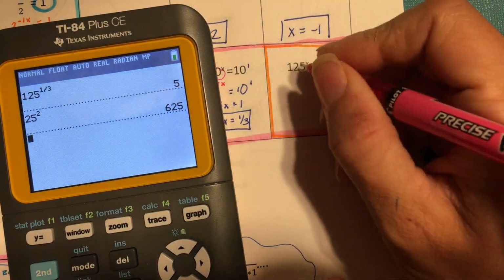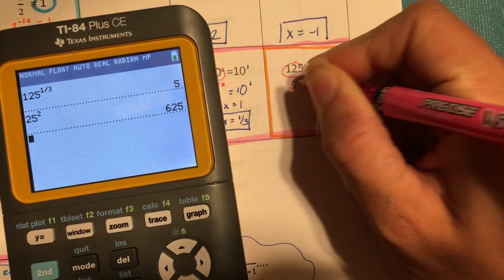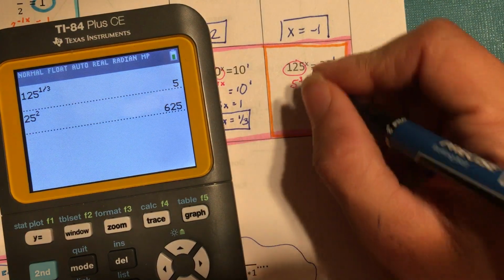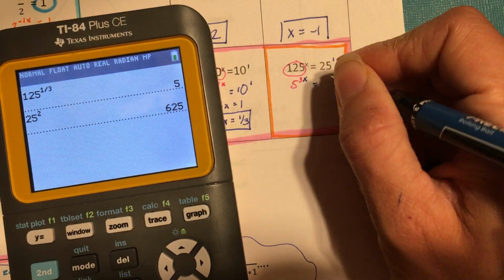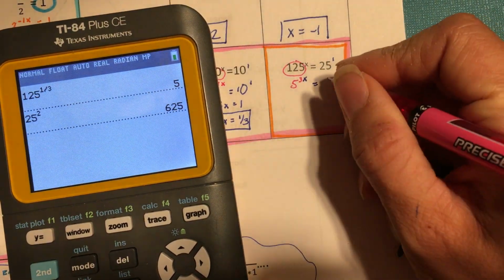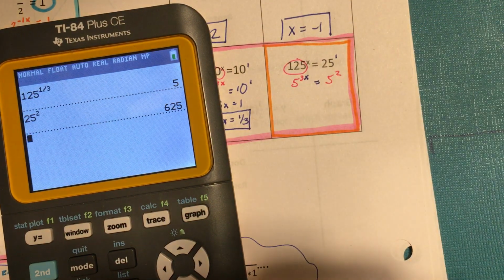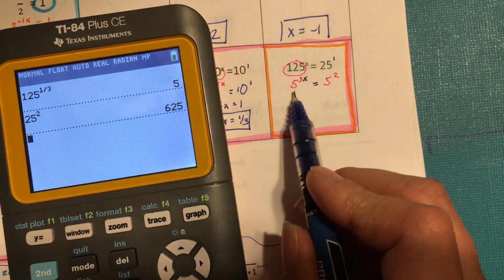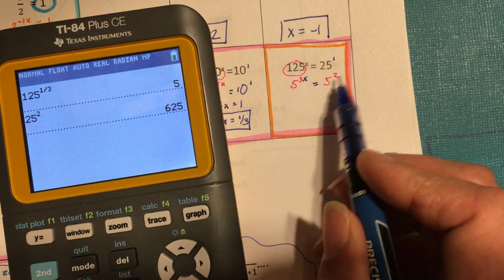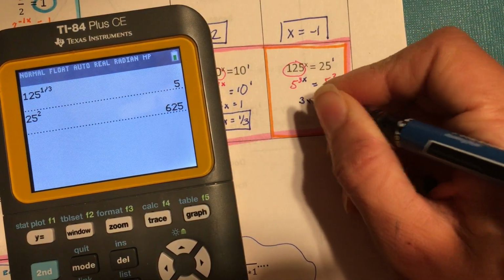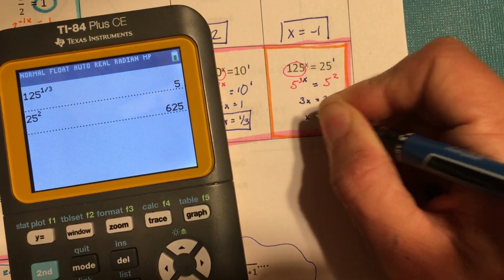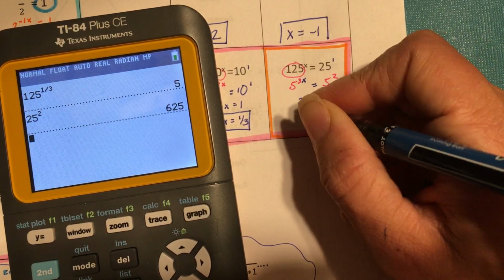So 125, I can replace with 5 to the 3rd. And again, we've still got that power of x there. And then 25, we can replace with 5 squared. So now I have the same bases, so we can drop those off and set the powers equal to each other. So 3x equals 2 and x equals 2/3.